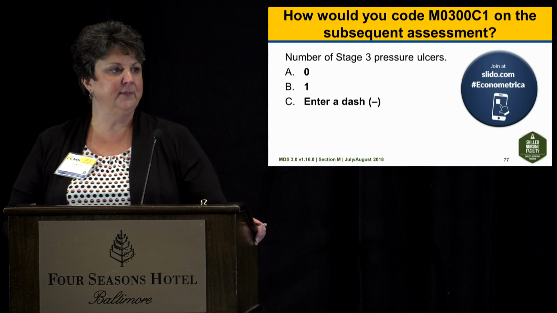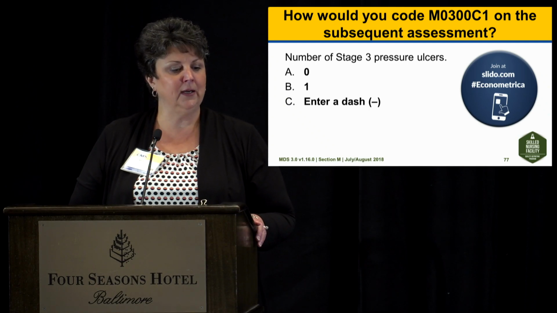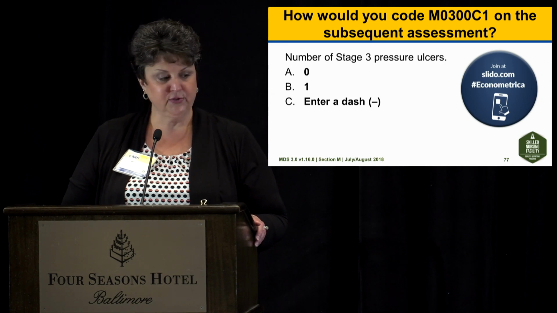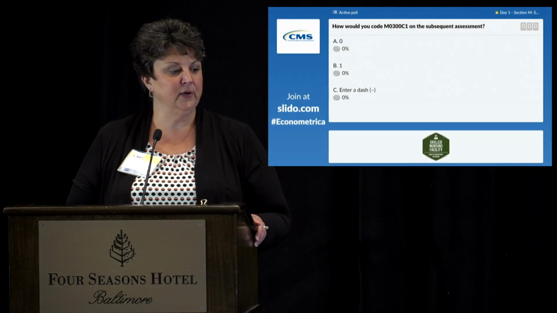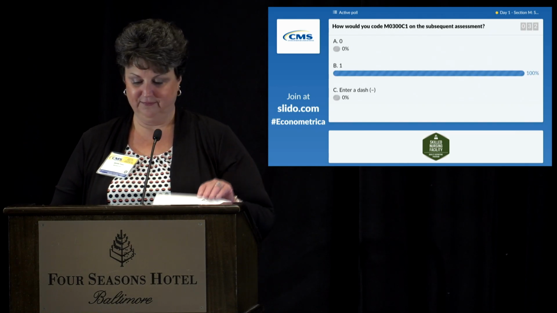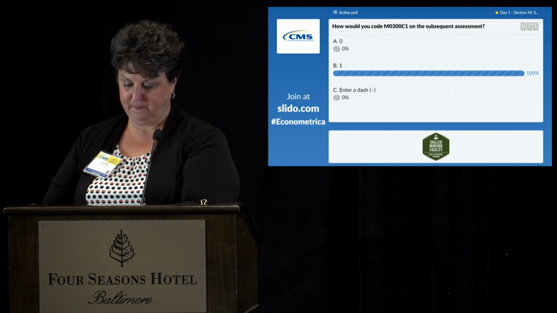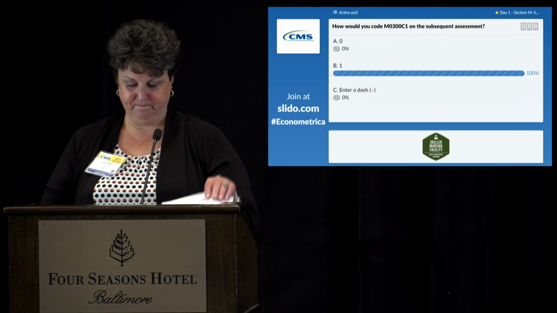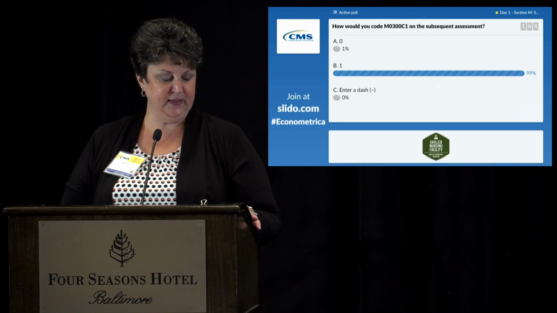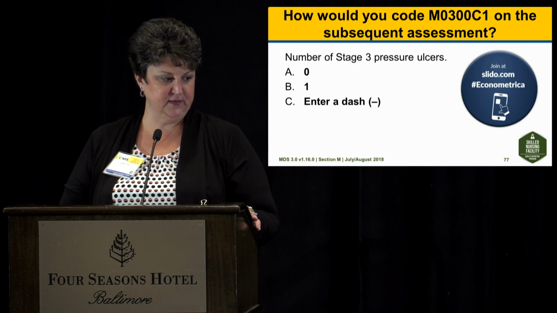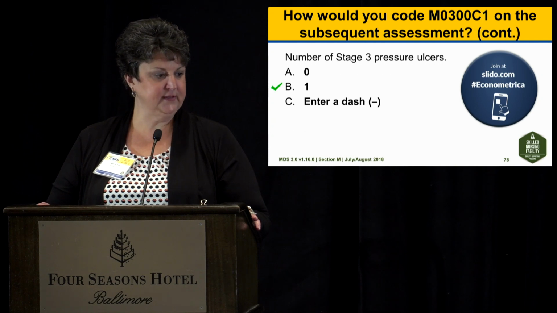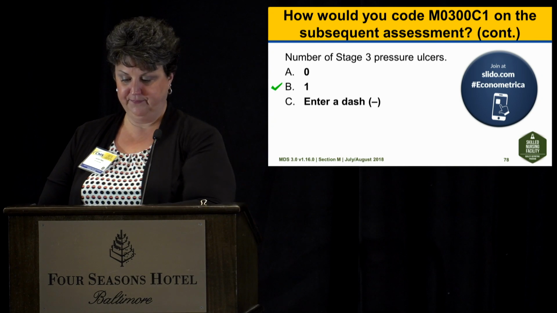So how would you code M0300C1 on the subsequent assessment? So this is the number of stage 3 pressure ulcers. Would you code it A, 0, B, 1, or C, enter a dash? And the lion's share of folks are saying B here. We've still got a few votes coming in, but you are right. Oh, whoops, too fast. It is B1.